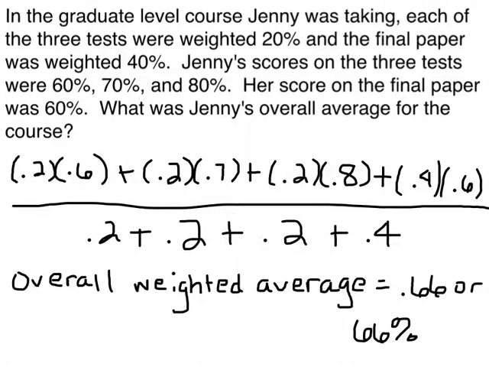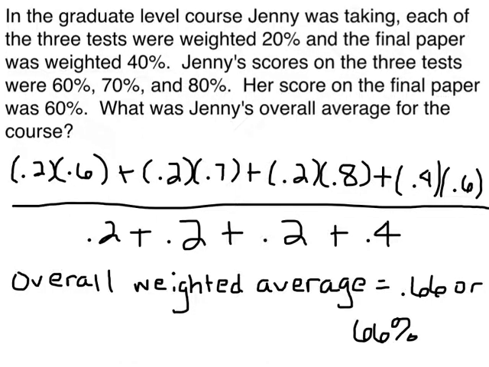This example says in the graduate level course Jenny was taking, each of the 3 tests were weighted 20% and the final paper was weighted 40%. Jenny's scores on the 3 tests were 60%, 70%, and 80%. Then her score on the final paper was 60%. So what was her overall average?